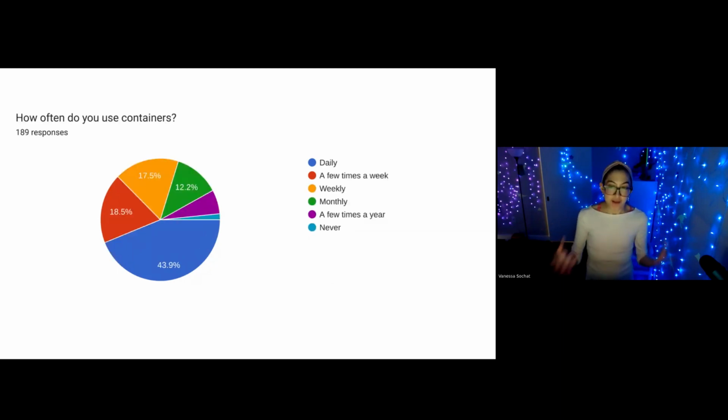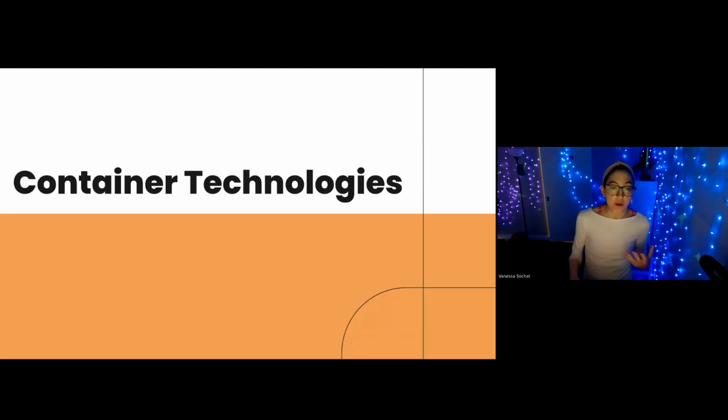How often do you use them? This question made me so happy because people are using containers daily, just like brushing your teeth, maybe not like brushing your teeth. And then the next range is a few times a week, weekly. This is really great because they've become a very important part of our workflows. Let's jump into container technologies.